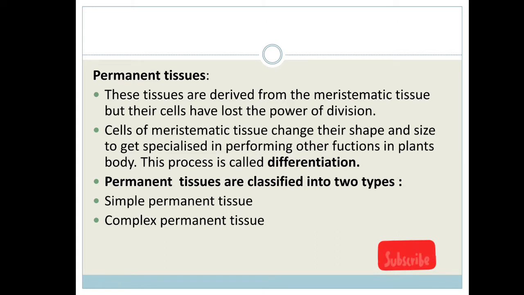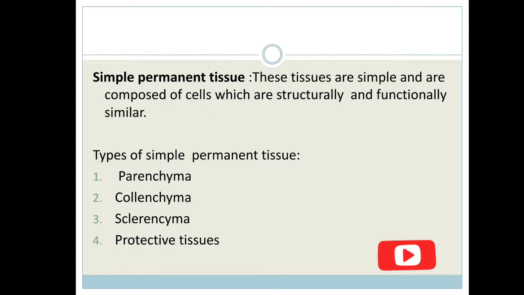Now let us know about the simple permanent tissue. So these tissues are simple, and they are composed of cells which are structurally and also functionally similar. So there are different types of simple permanent tissue. So they are parenchyma, collenchyma, sclerenchyma, and the protective tissue. Now let us know about these different types of the simple permanent tissue one by one.